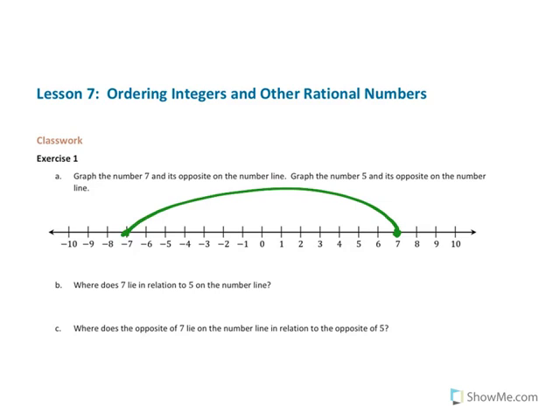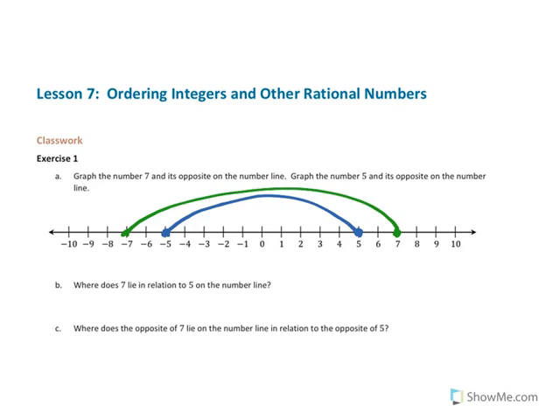There we go. Now we need to graph the number positive 5 and its opposite on the number line. Well, positive 5 we know is 5 units to the right of 0 from previous lessons. And so the opposite of 5 units to the right of 0 would be 5 units to the left of 0, or negative 5. So the opposite of positive 5 is negative 5. That wasn't too bad. All right, let's go and look at the next one.